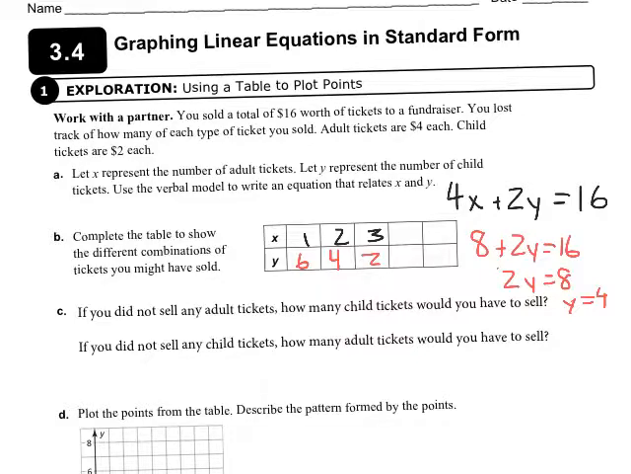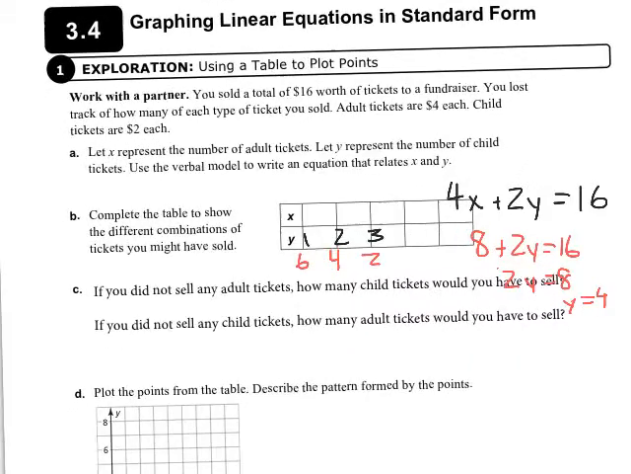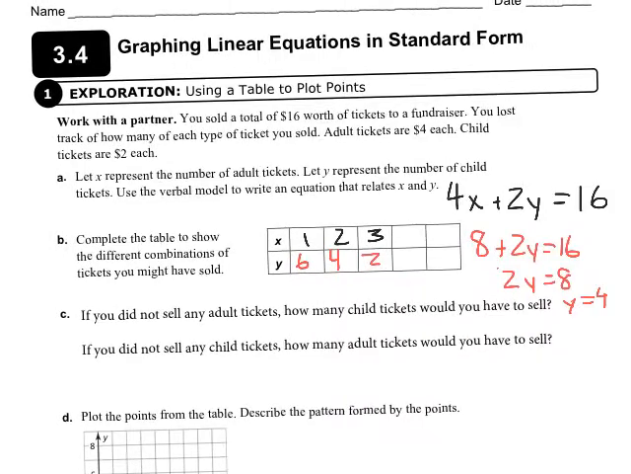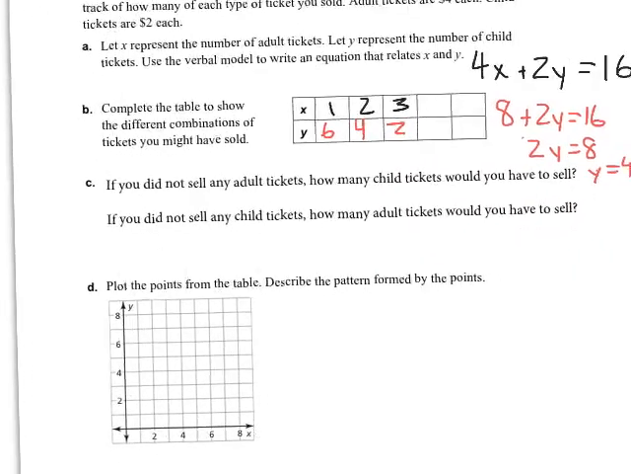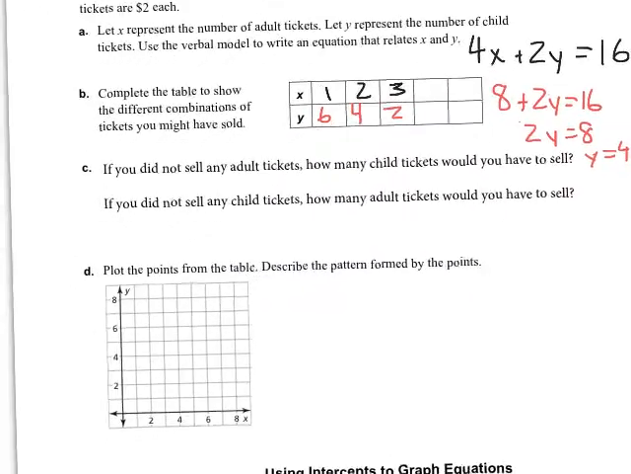Then it wants me to look specifically at what happens if I don't sell any of one type of ticket. This is kind of drilling down to the concept of intercepts. My thing's separated here, hold on a second. Let me get it all grouped together so it all moves together. There we go.